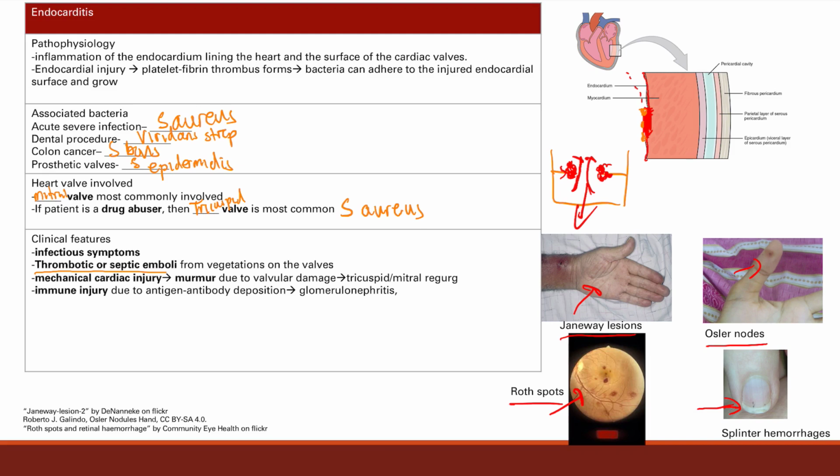So that's it for all our symptoms. It's pretty simple. It's just infectious symptoms you would expect. And then just remember that your bacteria on the valves, they're going to grow vegetations that can shoot off and cause this spectrum of symptoms. Or they can just damage the valve and you're going to hear a murmur from regurgitation. And finally, you can have immune injury. So that's it for endocarditis.